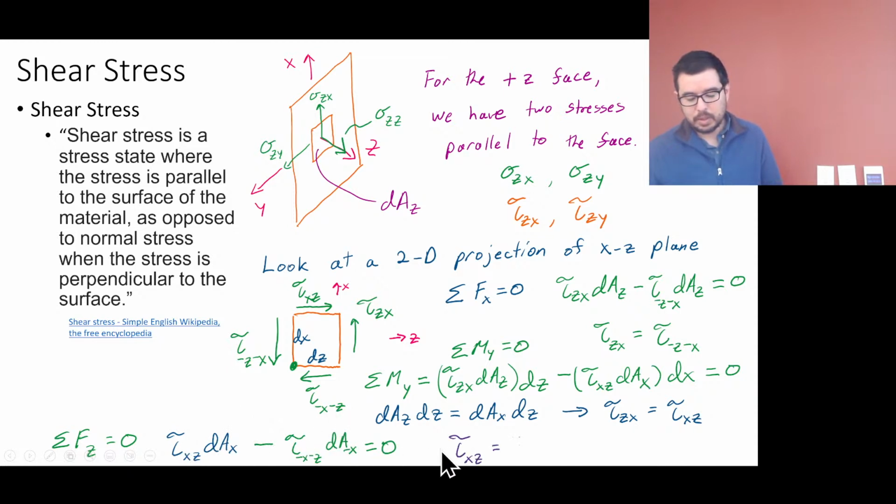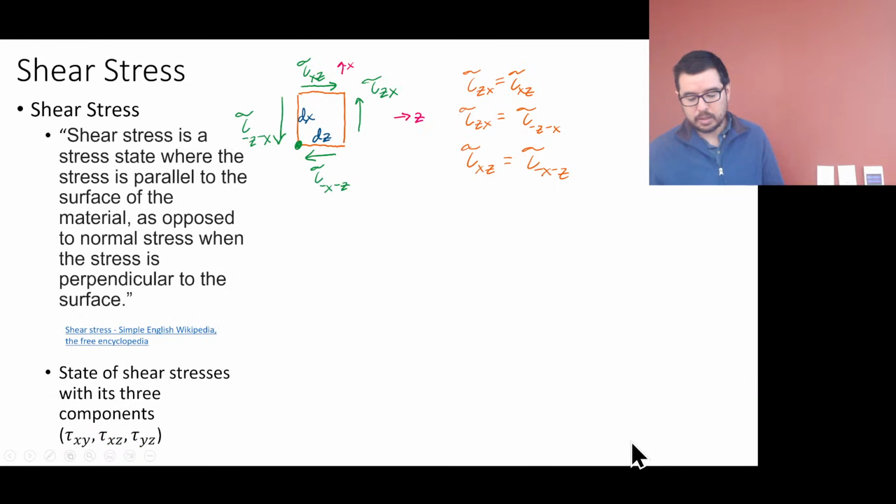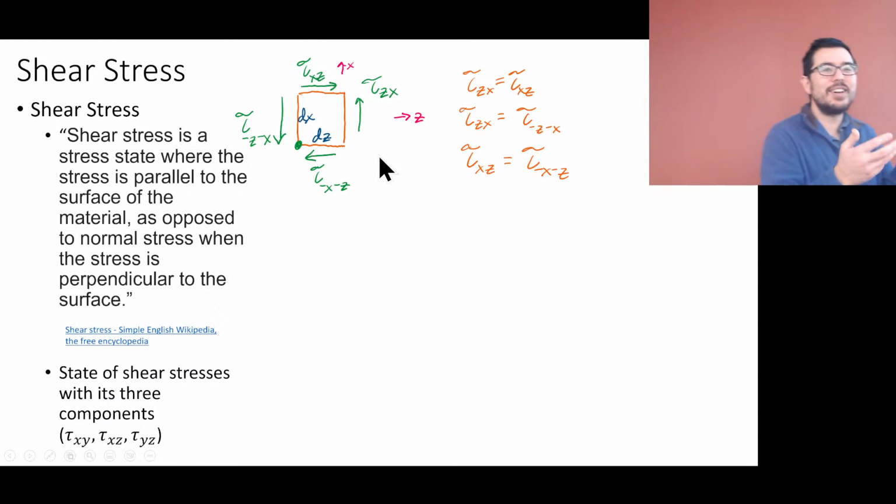And this is where we are. This is exactly what the result is: tau zx is equal to tau xz. Tau zx is equal to tau minus z minus x. Tau xz is equal to tau minus x minus z. What does that mean? It means that all of these shear stresses are the same value in terms of them being scalar.